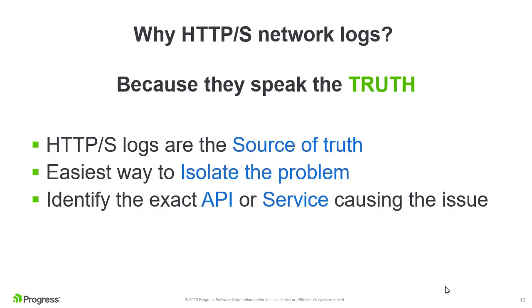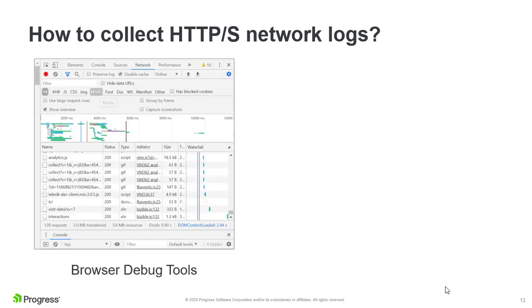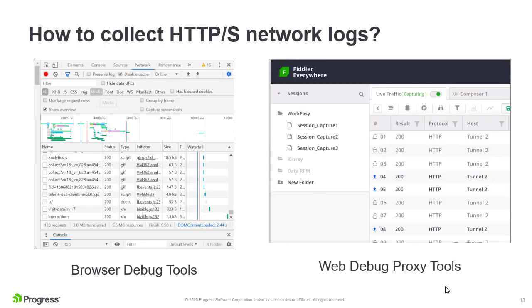But how can we collect HTTP logs? There are a lot of ways to do it. Let's look at two most popular ways. First is through browser debug tools that will let users record and save the HTTP logs. And the second is through web debug proxy tools, which are debug tools specially built to capture and debug HTTP logs. Let's first look at how we can use browser debug tools to capture HTTP logs.